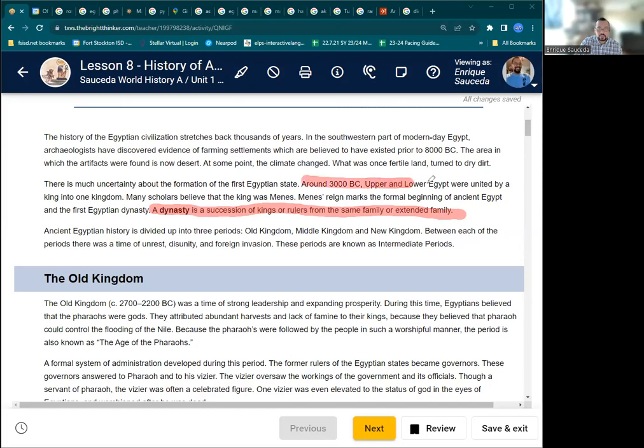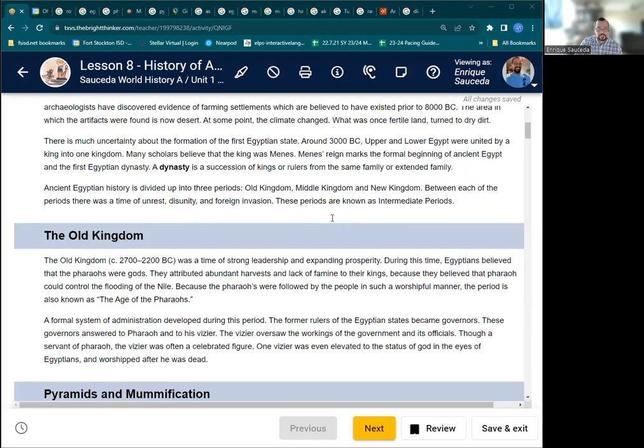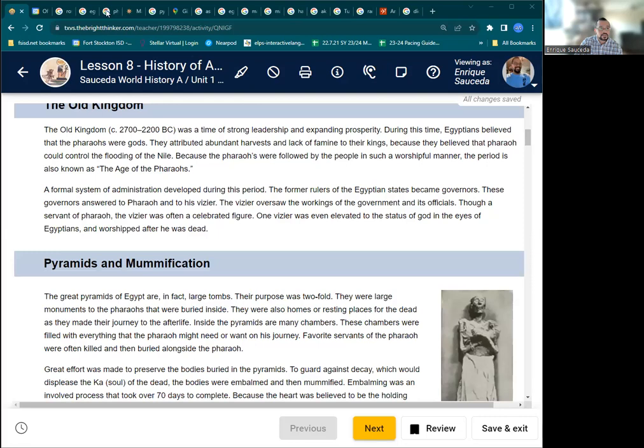Around 3000 BC, Upper and Lower Egypt were united by a king into one kingdom. The Old Kingdom is from 2700 to 2200 BC. Strong leadership, expanding prosperity. They believed the pharaoh could control the flooding of the Nile because the pharaohs were followed by the people in such worshipful manners, like the pharaoh was a god or a king. The period is known as the Age of the Pharaohs. A pharaoh is an Egyptian king. Same concept.